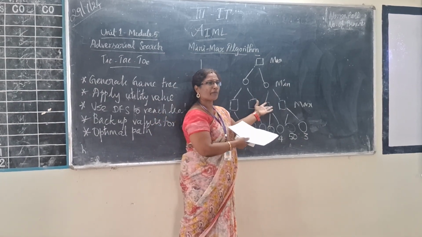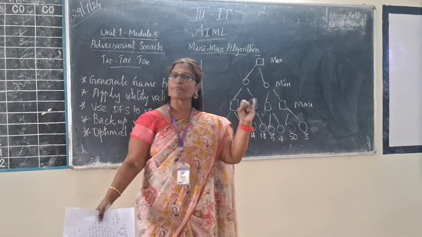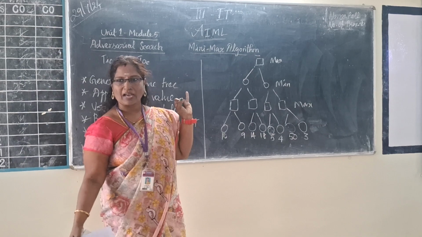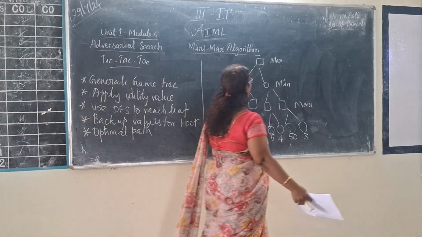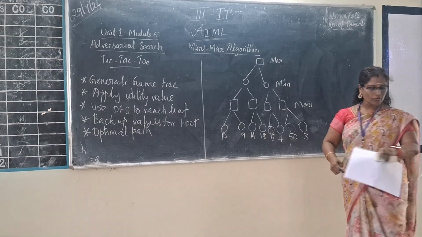But here the problem is for max to win. What are all the things I need to do now? I need to find the value for max and then I need to find the optimal path. Will you be able to solve this? Kindly do it, make it fast.